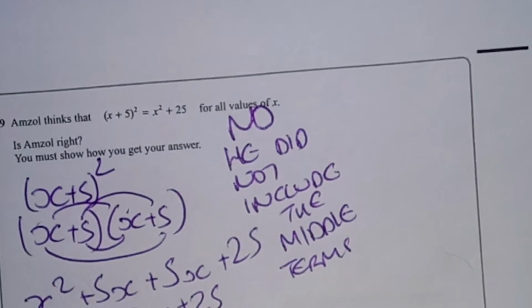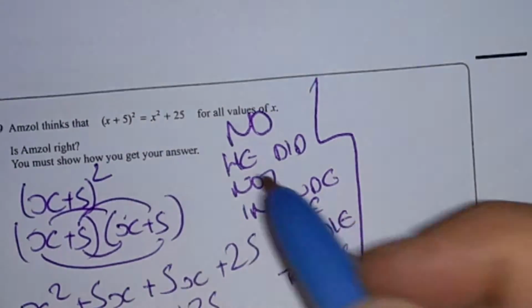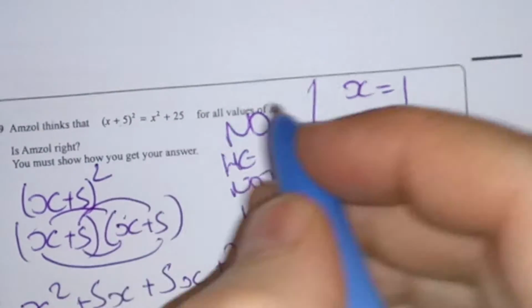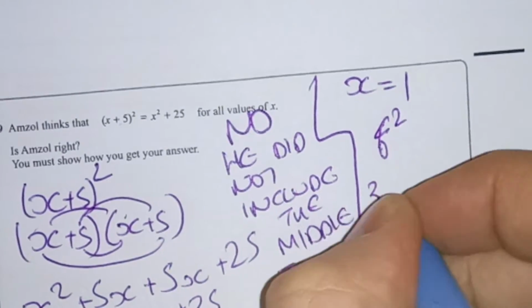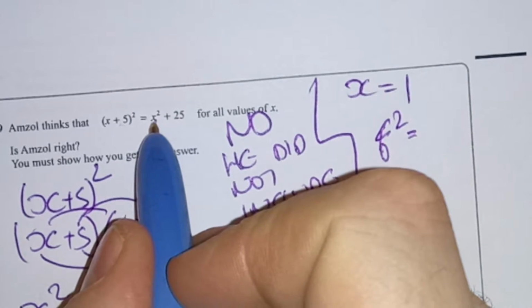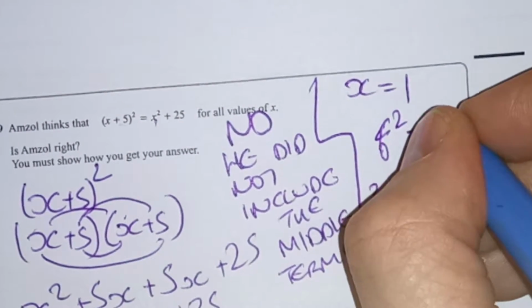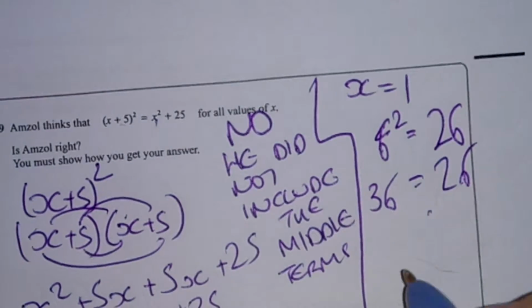The other way we could do this question is just to substitute in some numbers, see if we're right. So let's say x is 1, just going to choose 1. 1 plus 5 is 6, and 6 squared is 36. And let's do the right hand side. 1 times 1 is 1, plus 25 equals 26. 36 does not equal 26.